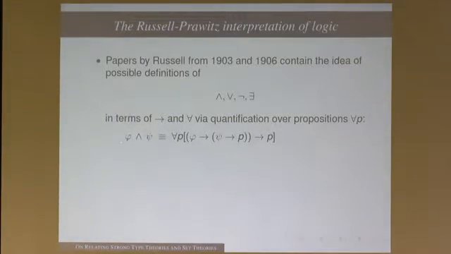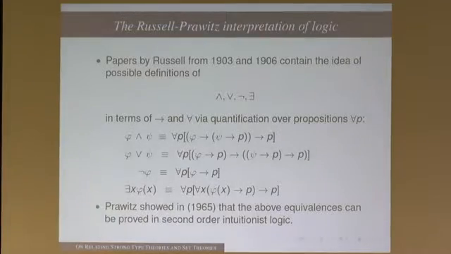And so, for instance, there is an impredicative way of defining conjunction in this way. So you define phi and psi to be: for all propositions P, if phi arrow psi arrow P, then P. And you can do this with the other quantifiers and connectives in this way. And I think this idea was then taken up by Prawitz in 1965. So if you work in second order intuitionistic logic, then you can define everything in terms of arrow and universal quantification.